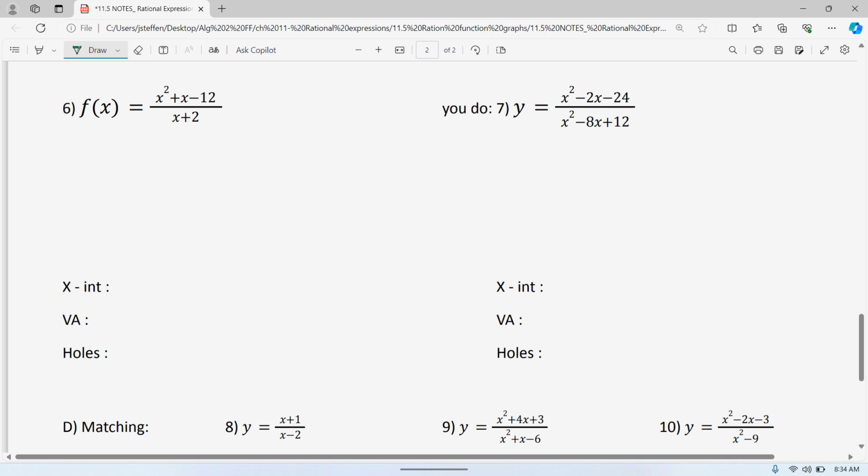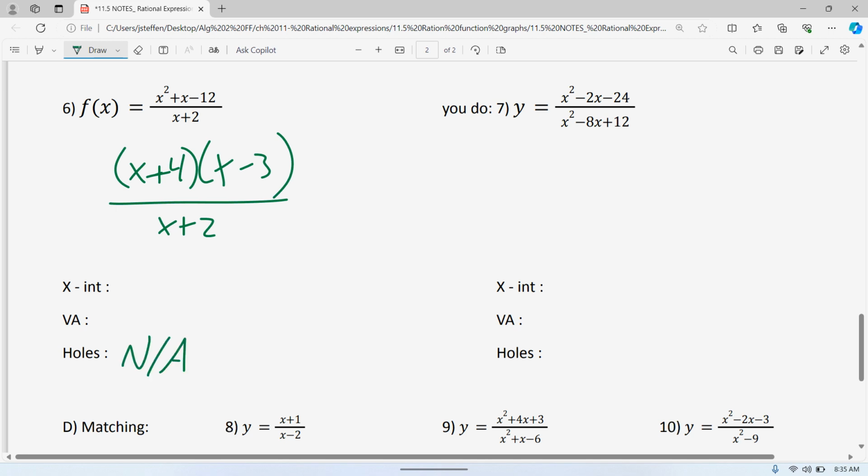Hopefully this one works. It's x plus 4, sorry, and x minus 3. Again, double check. 4 times -3 is -12. 4 plus -3 is +1. And x plus 2. I did this on purpose to make sure you saw some. There is nothing to cancel, so before you do anything, I already know there's not going to be any holes because there's nothing that cancels. So this looks a lot like the ones we did before. Your x-intercepts are at -4 and +3, and your vertical asymptote is at -2. X is equal to -2, sorry.